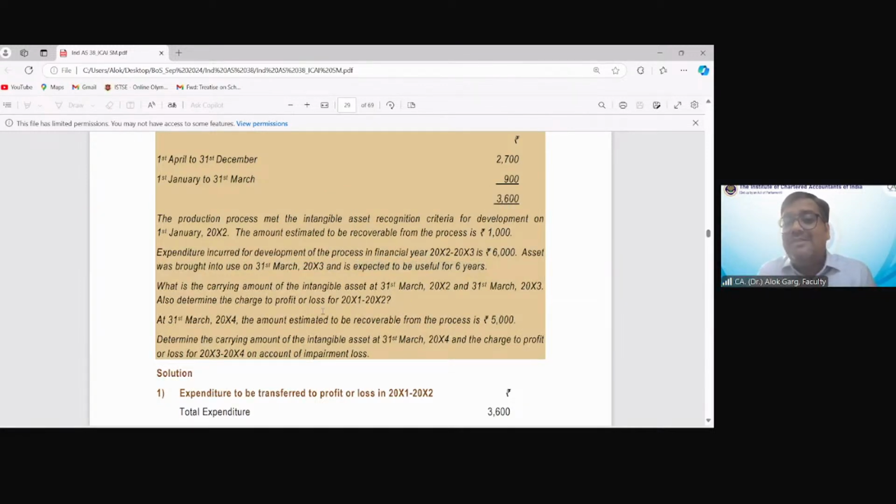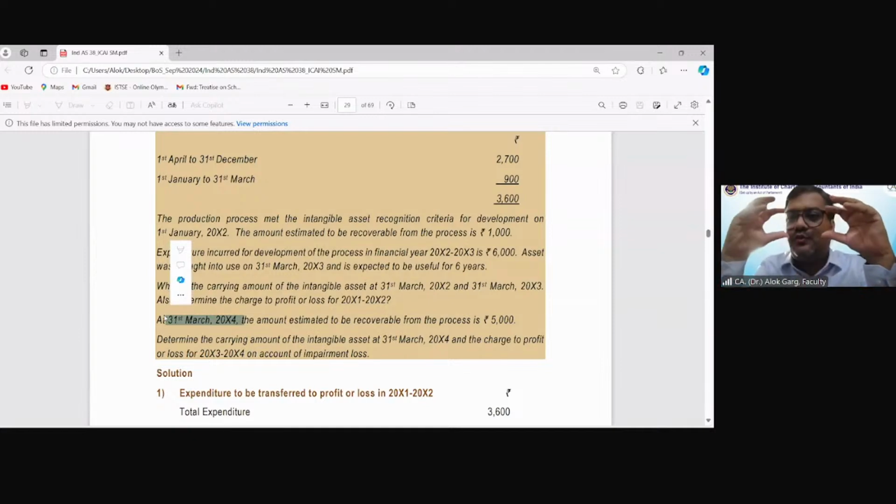So what is the carrying value on 31st March 2004? This 6,900 has a useful life of 6 years, so it has to be amortized over 6 years. Correct? Yes, sir. So 6,900 divided by 6, what is the number? 1150. So what is the carrying value on 31st March 2004? 5,750. 6,900 minus 1150.